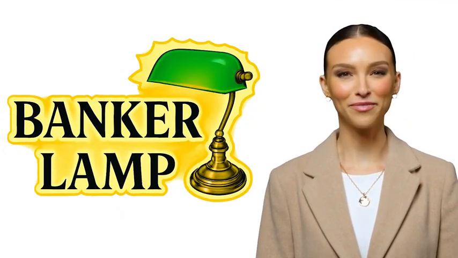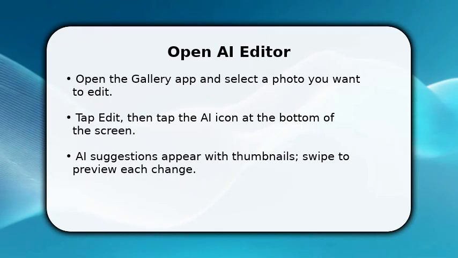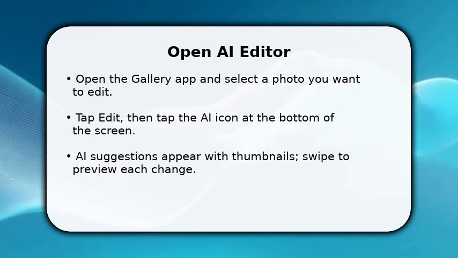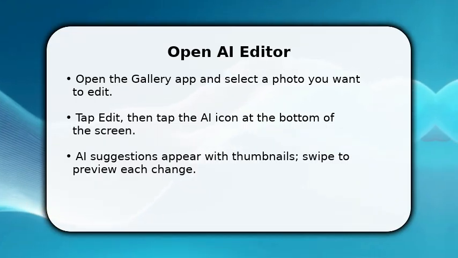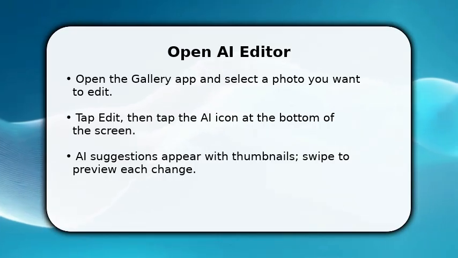Please enjoy the video. Open the Gallery app and select a photo you want to edit. Tap Edit, then tap the AI icon at the bottom of the screen. The AI editor scans your image and returns quick suggestions like enhance, remove, recolor, and portrait improvements.